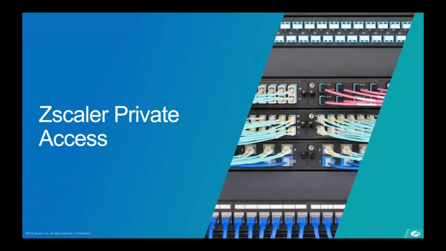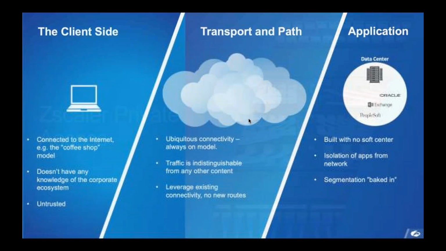So what does that mean in terms of our solution? Let's talk a little bit about Zscaler Private Access and try and understand a bit more around the meat on the bone, so to speak. So first of all, let's break it down into those different components. So we looked at the client side. So generally, client is going to be connected to the internet, so it's a coffee shop type model. We don't have any specific knowledge of the corporate ecosystem, and we're an untrusted device.